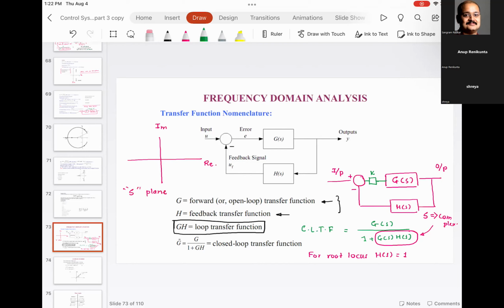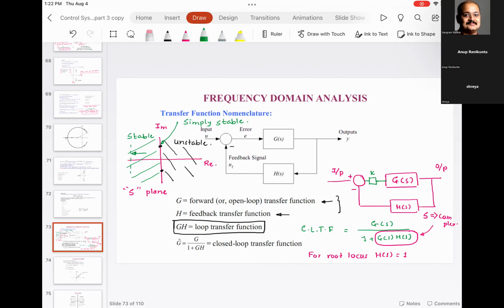If my poles are over here, system is stable. If my poles are over here, system is unstable. And if my poles are on the imaginary axis, the system is simply stable. And as an engineer, what we want to do is have poles as far as possible on the left-hand side, because that increases the stability margin.